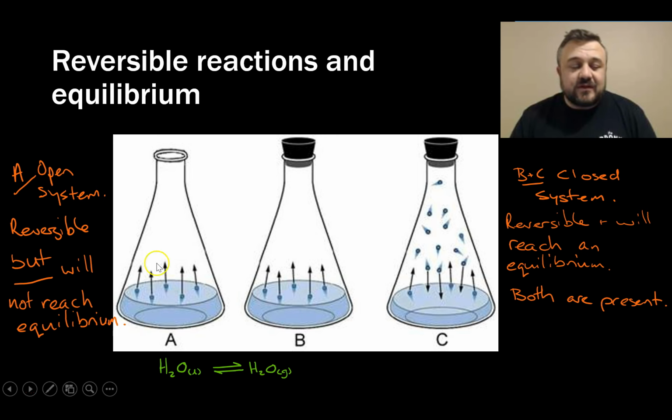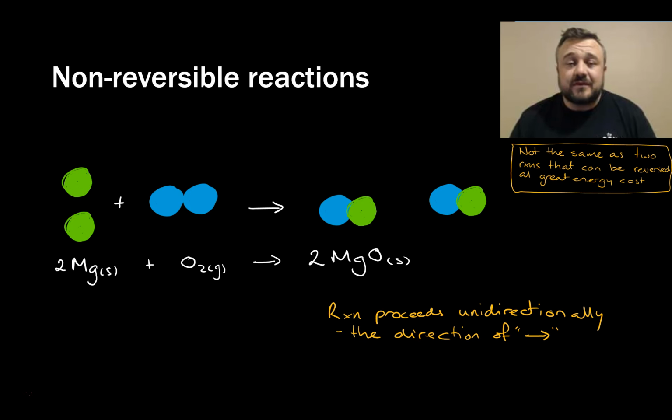So let's have a look. This here is an open system. It's reversible, but it won't reach an equilibrium. And that's because these particles, they leave and then they don't come back. Whereas in B and C, we have a closed system, right? So it's reversible and eventually it will reach an equilibrium. To start off with, the water here is evaporating. So physical and chemical changes can be reversible reactions. So the water evaporates, turns into a gas, and then it starts to hit here and it bounces, and then it'll go back down. And eventually, it will be the exact same rate forwards and backwards. So we won't notice any change in the water level.